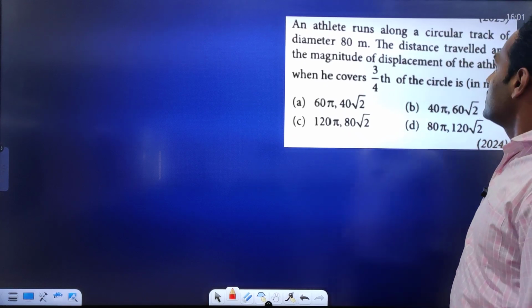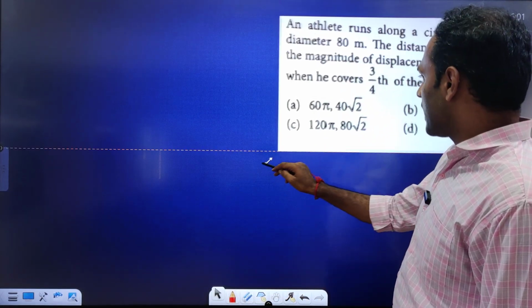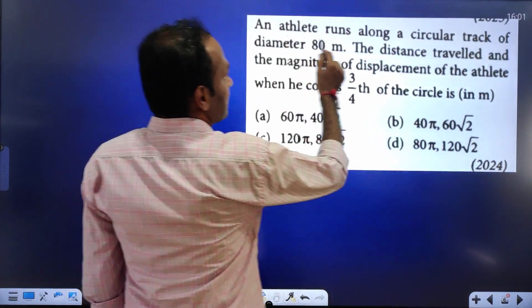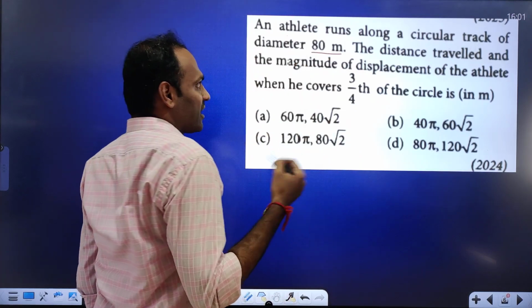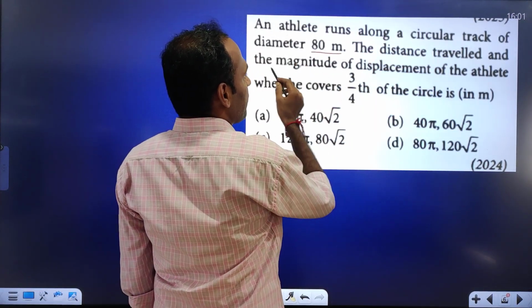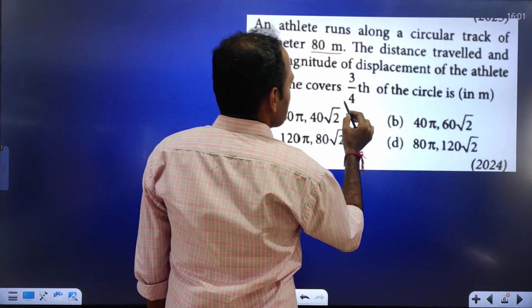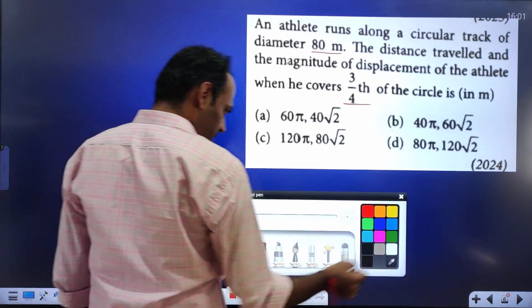So the next question is also from KCET only, KCET 2024. It appeared in last year's KCET. See, an athlete runs along a circular track of diameter 80 meter. Diameter is 80 meter, so how much is the radius? 40 meter, right? The distance traveled and the magnitude of displacement of the athlete when he covers 3/4 of the circle is, okay, 3/4 of the circle he has covered.